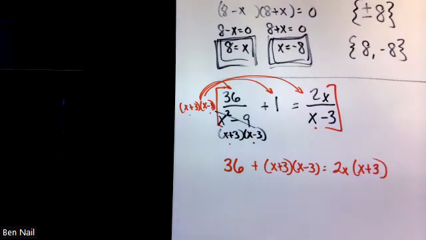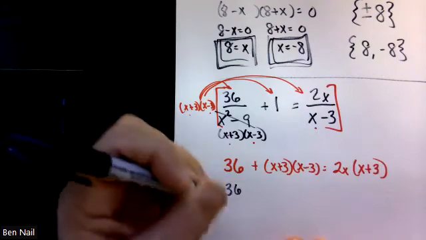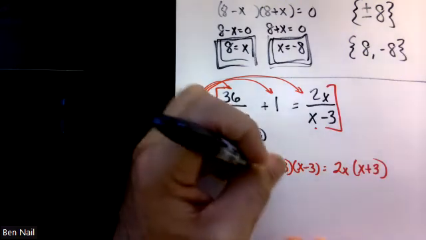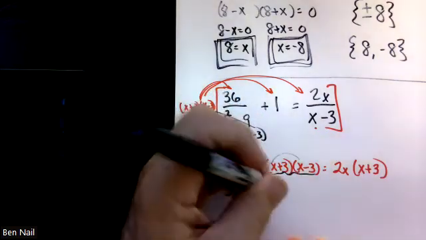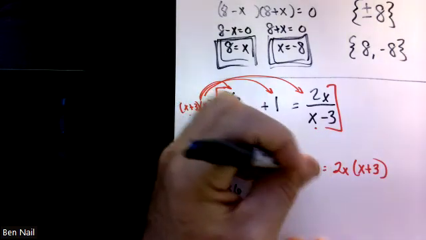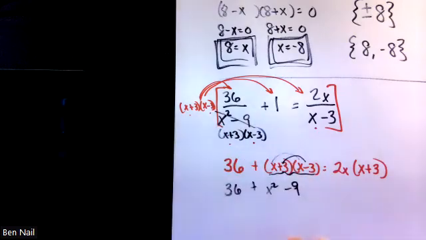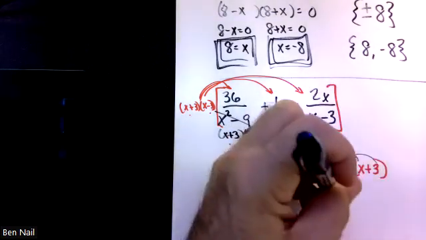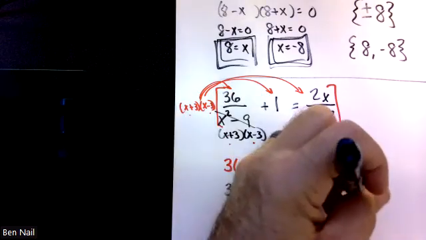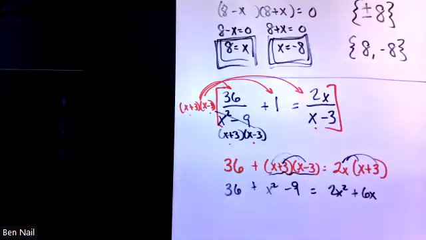So if we want to solve, we need to get to where we can combine like terms. So we've got our 36. This x plus 3, x minus 3, we need to refoil that together. So that's x squared minus 3x plus 3x minus 9. We distribute here. That is 2x squared plus 6x.